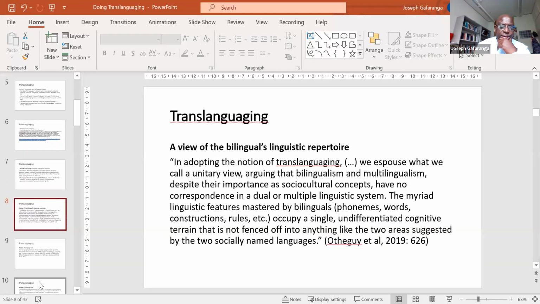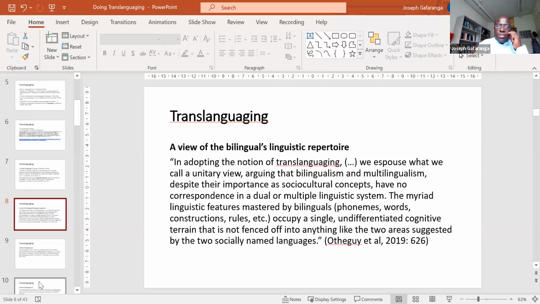It also has a view of the bilingual's linguistic repertoire as a unitary repertoire. And you have the guy again saying, in adopting the notion of translanguaging, we espouse what we call a unitary view, arguing that bilingualism and multilingualism, despite their importance as sociocultural concepts, have no correspondence in a dual or multiple linguistic system. So again, the myriad linguistic features mastered by bilinguals occupy a single differentiated cognitive terrain that is not fenced off into anything like the two areas suggested by the two social named languages.